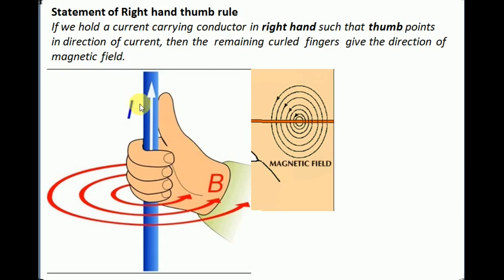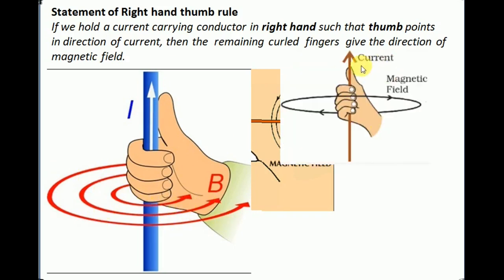One more diagram. Out here the current is going in upward direction, so I'm holding the conductor in such a way that thumb shows the direction of current, then the curling of four fingers shows the direction of magnetic field. Out here you can see the magnetic fields are going towards the right.